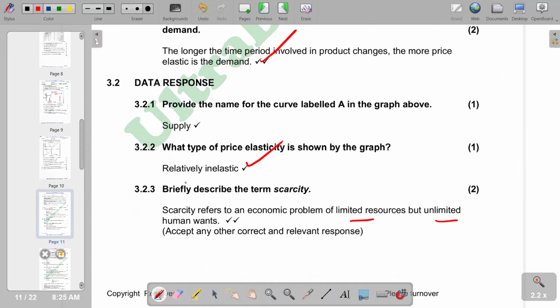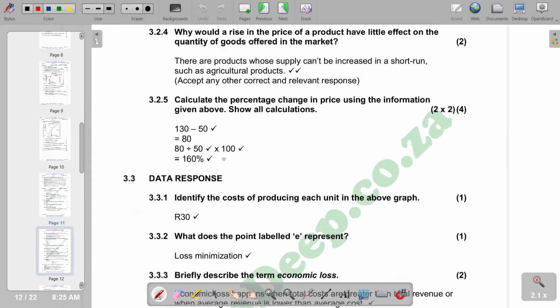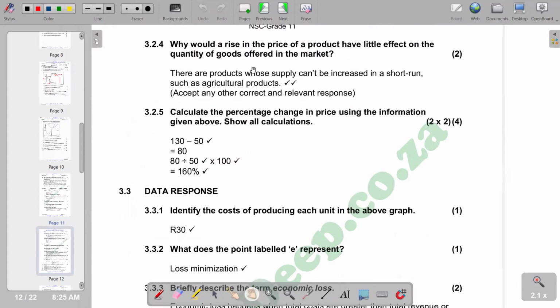So we move on to the next part, which is 3.2.4, whereby 3.2.4 is, why would a rise in the price of a product have little effect on the quantity of goods offered in the market. This is usually seen in the agricultural products, whereby I said there are products whose supply cannot be increased in a short run, such as agricultural products. So this is what we have.